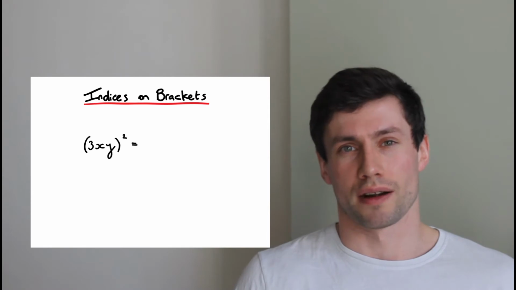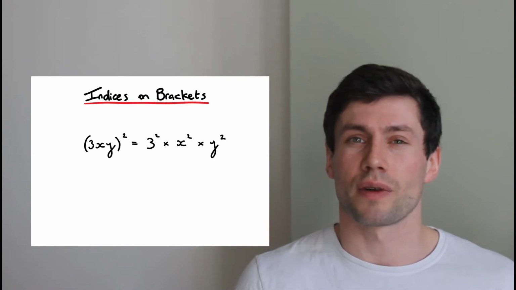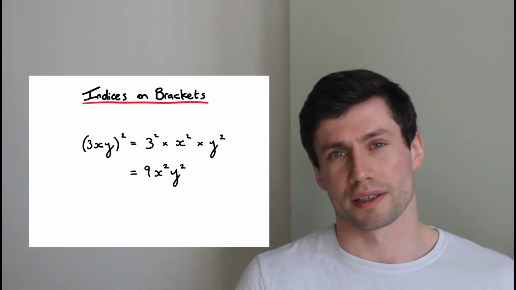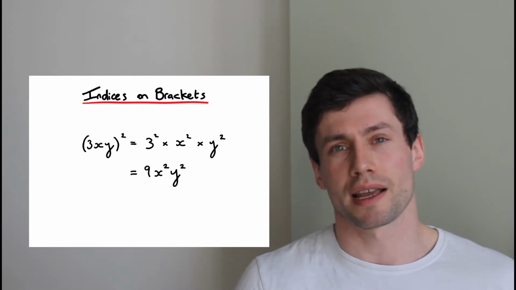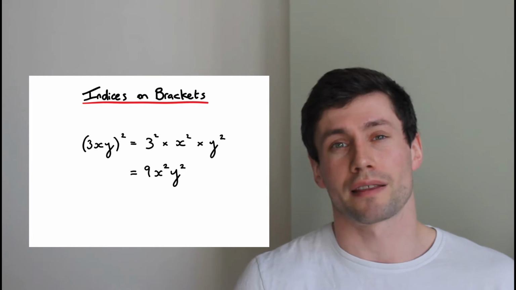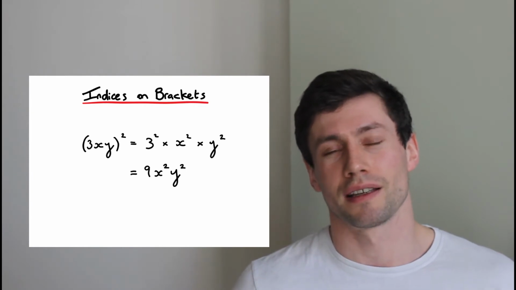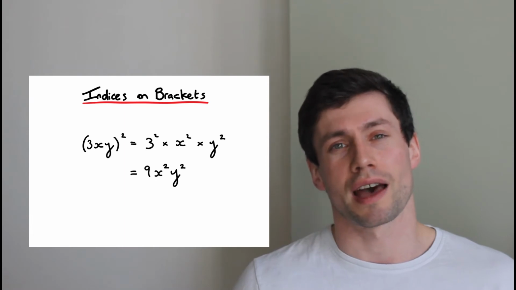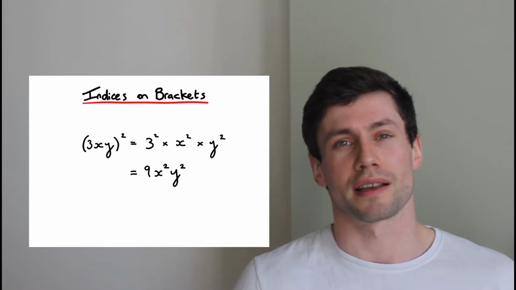3xy all squared is 3 squared times x squared times y squared. So becomes 9x squared y squared. Many students forget to apply this power to the number at the start of the term inside the bracket. Don't do this. Take it one symbol or number at a time and apply the power to everything inside the bracket.